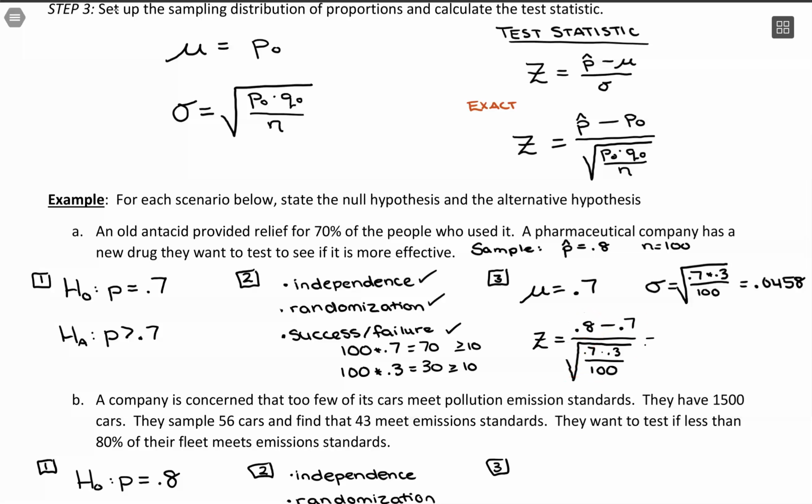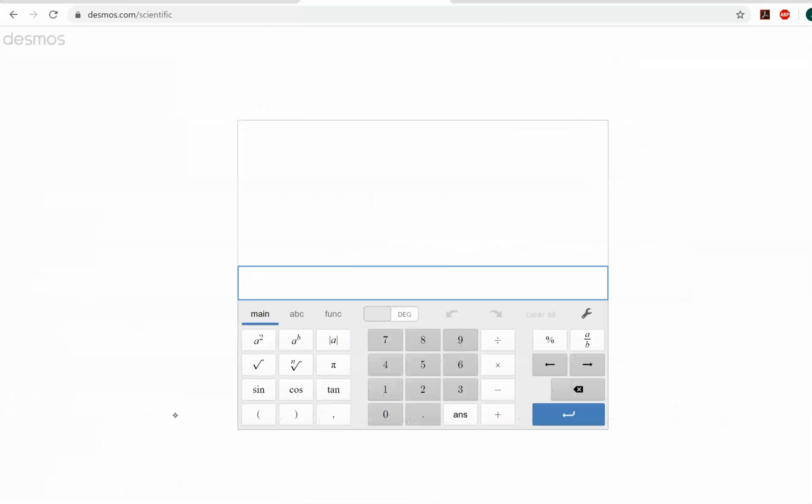So let's go to our online calculator. What's nice is that the online calculator can organize it just as we've written it down. So what I'm going to do is split numerator and denominator. And in the numerator, I'll have 0.8 minus 0.7.